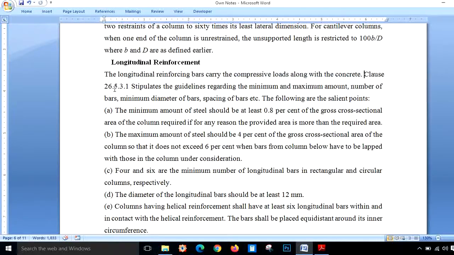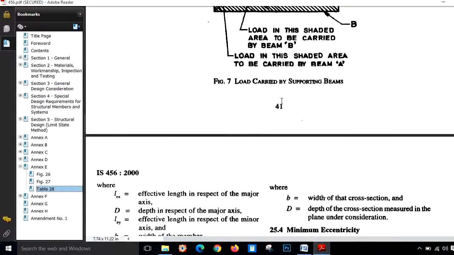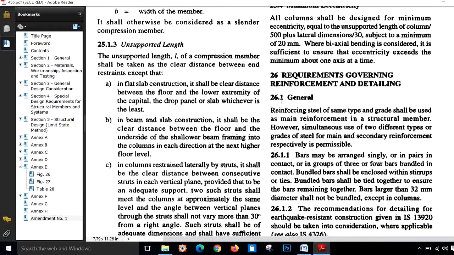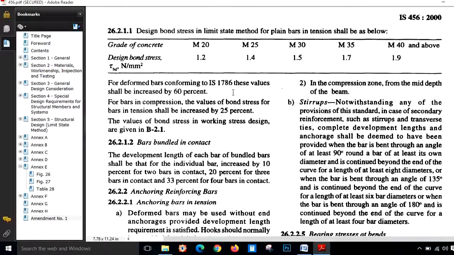Clause number 26.5.3.1 stipulates the guidelines regarding minimum and maximum amount of reinforcement, number of bars, minimum diameter of bars, spacing of bars, etc. I will just open that particular clause, that is 26.5.3.1. You can see 26.5 I have opened.